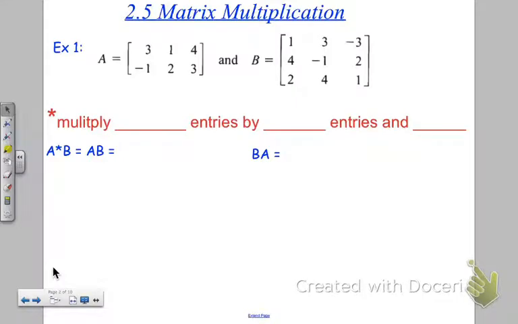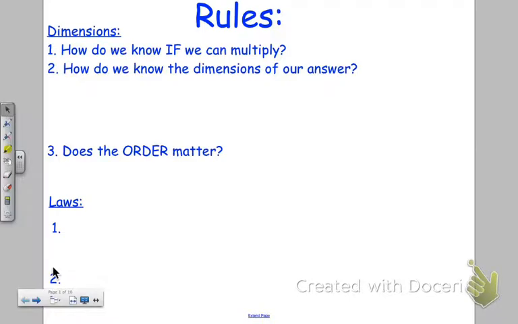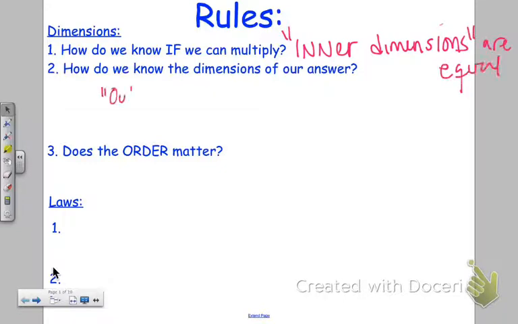Alright, so this is matrix multiplication. So we have a couple matrices like this and this. Can we multiply them? So first of all, we need to go over a couple of rules. When the inner dimensions are the same, that's when we can multiply. I'll give you an example in a second. The outer dimensions are going to be the dimensions of our answer.